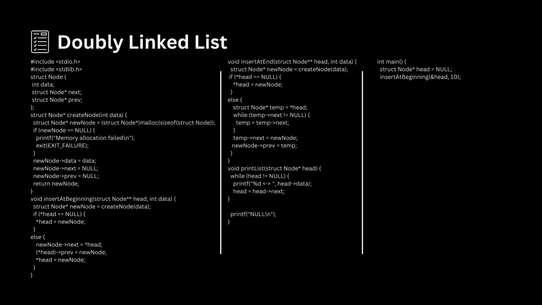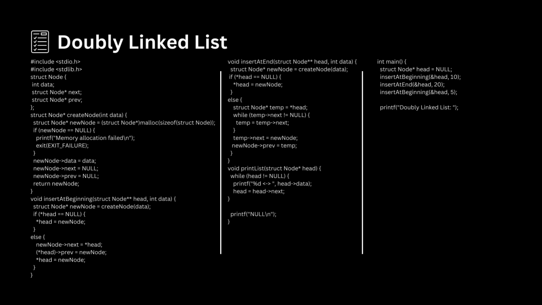head pointer if necessary. This line inserts a node with the data value 20 at the end of the doubly linked list. The address of the head pointer is passed to the insert end function to update the list. This line inserts a node with the data value 5 at the beginning of the doubly linked list. Again, the address of the head pointer is passed to the insert at beginning function.